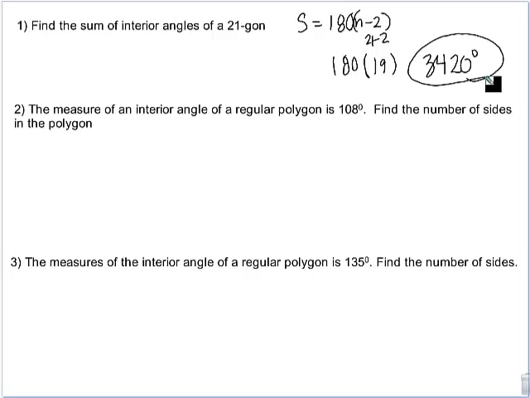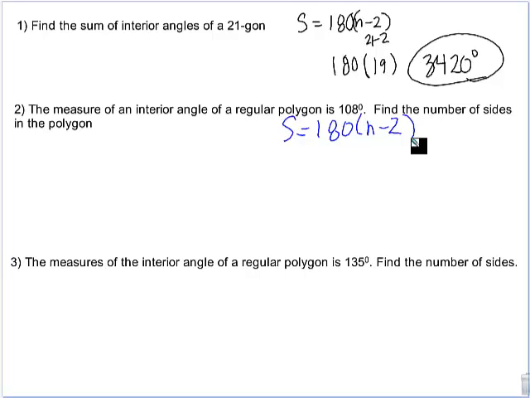Okay, so now we're going to work backwards. I'm going to tell you what one of the measures of the angle is, and we need to figure out how many sides. The measure of an interior angle of a regular polygon is 108 degrees. We want to find the number of sides. So we're going to focus on what this formula is. What does n stand for? That's what we want to find.